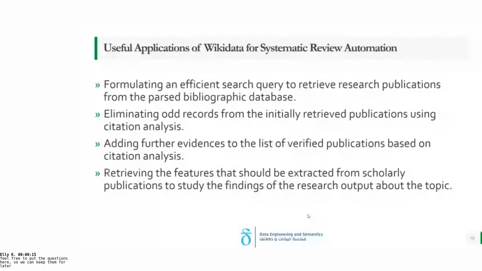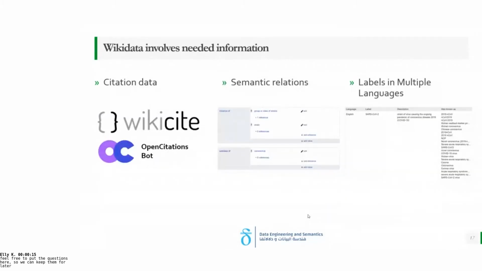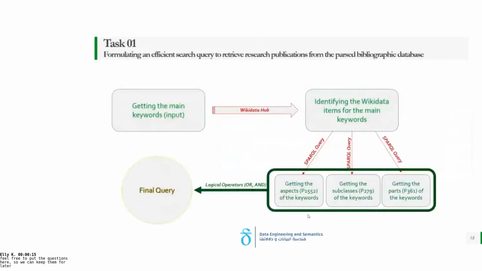So there are useful applications of Wikidata for systematic review automation, and we have found four main ones. The first one is formulating an efficient search query to retrieve research publications from the targeted bibliographic database. The second is eliminating odd records from the initially retrieved publications using citation analysis. The third is adding further evidence to the list of verified publications based on citation analysis. And the fourth is retrieving the features that should be extracted from scholarly publications to study the findings of research output about the topic. Okay, Wikidata involves a lot of information: there are the citation data, there are the semantic relations, there are the labels in multiple languages. So we are using all of them to get these tasks automated.